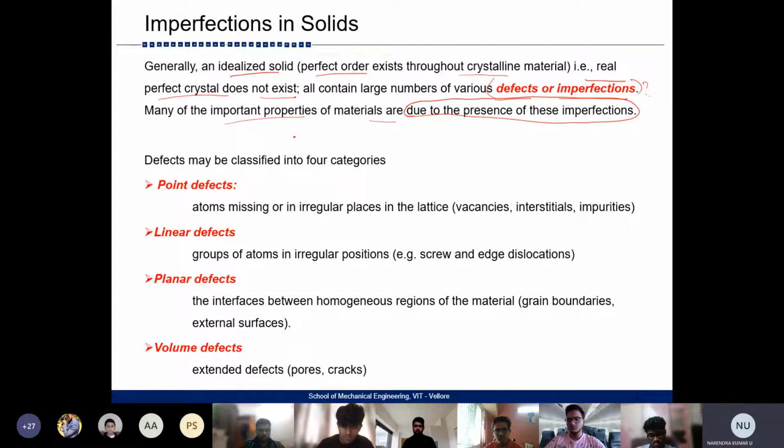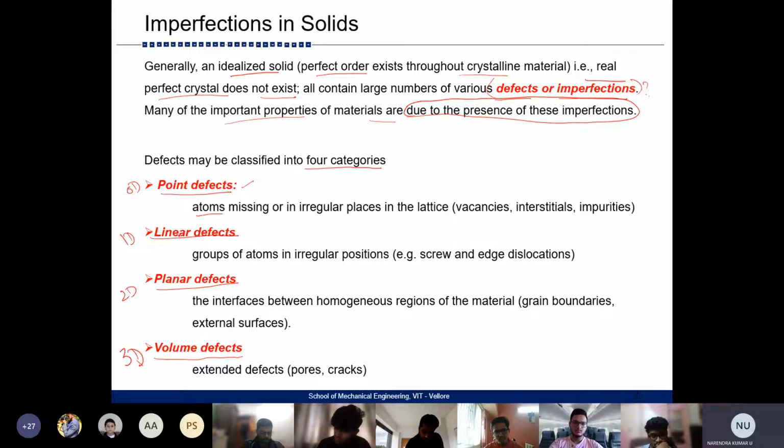Defects are generally classified into 4 categories: point defects, linear defects, planar defects, and volume defects. A volume defect is a 3D defect, planar is a 2D defect, linear is one dimensional, and a point defect is zero dimensional. Whenever we say point defect, it relates to one single atom, an atom which is misplaced or missing, so atoms missing or in irregular places in the lattice.